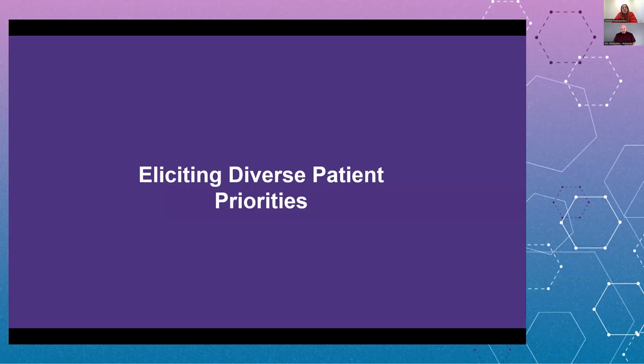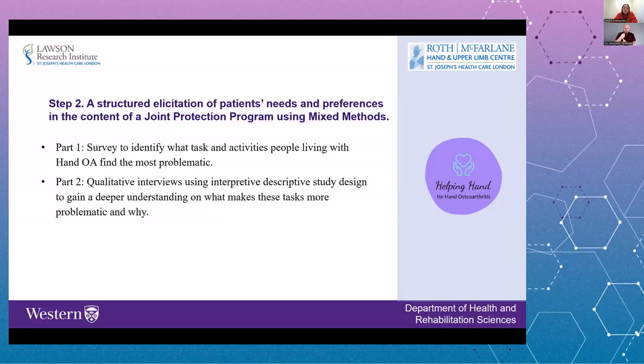So the second step was to do an elicitation of diverse patient priorities. And to do that, we did a mixed method study designed to identify and understand what daily activities people with hand osteoarthritis find more challenging and why. And this included an online survey and follow-up interviews using interpretive descriptive design. And the survey helped quantify which tasks, like opening jars, gripping, or typing, were the most problematic.